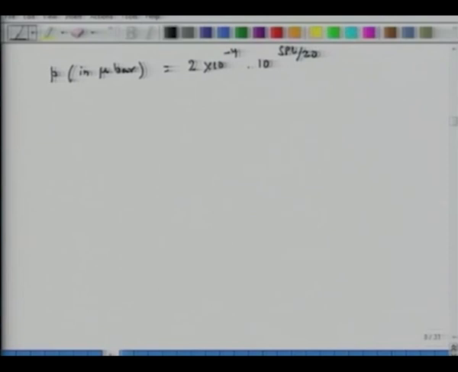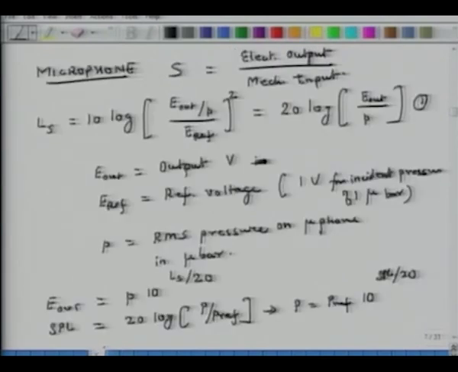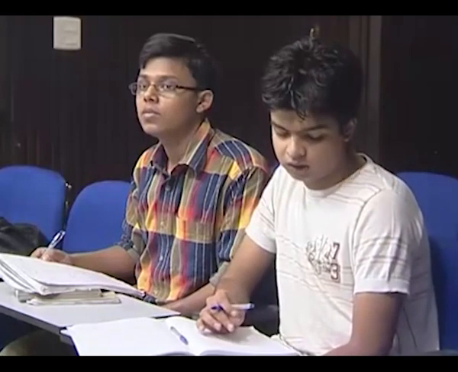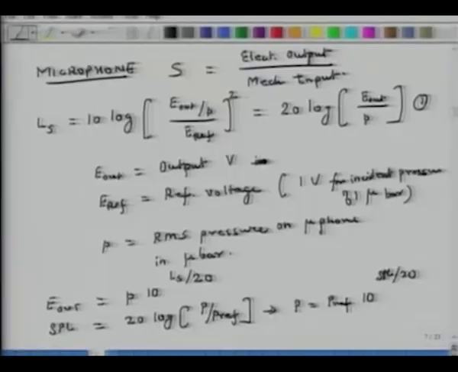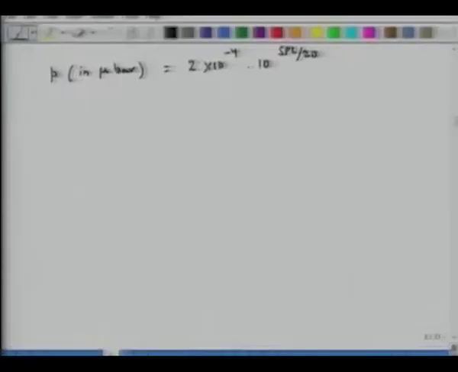And if I plug this back into the original equation, there's this 10 also in P ref. Yes, but then it also gets multiplied by 10, so it will be 20 microbar. Because we are working in microbar, there's a factor of 10, and because of that reason it becomes 2 times 10 to the power of minus 4.